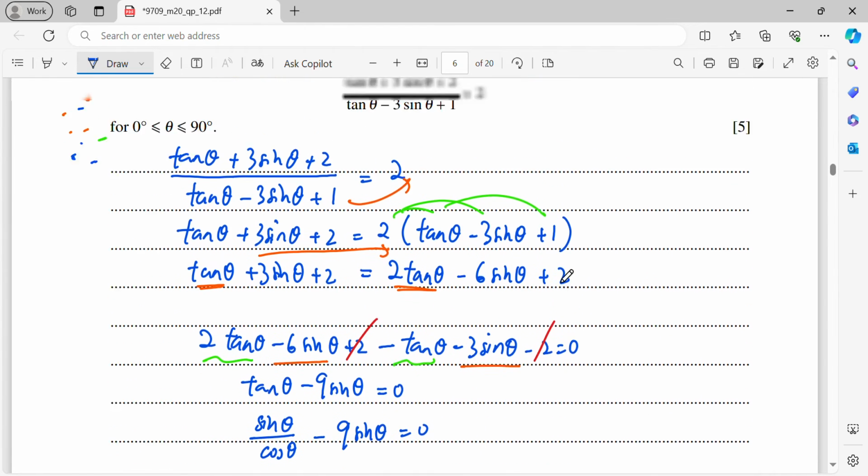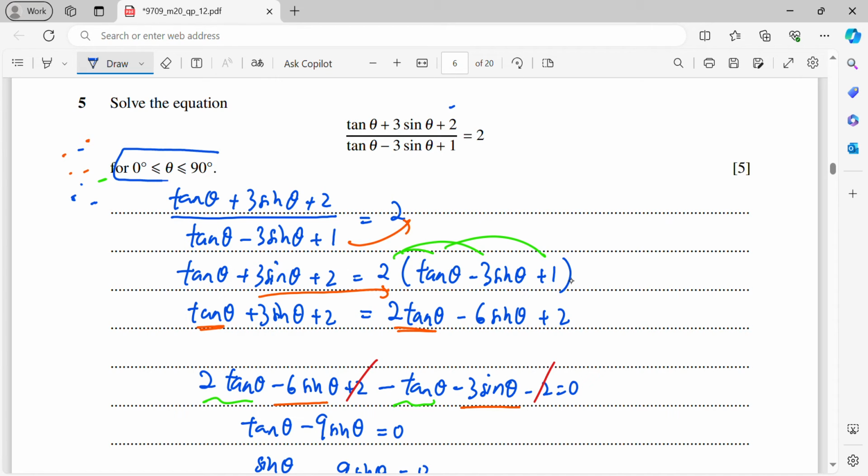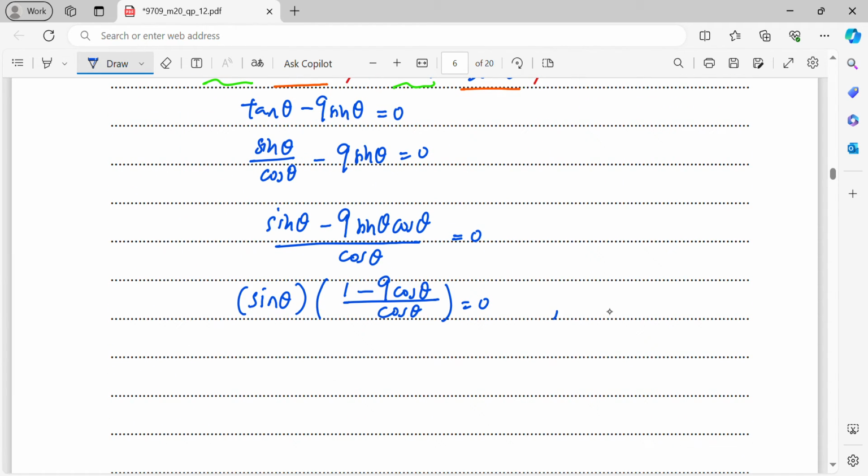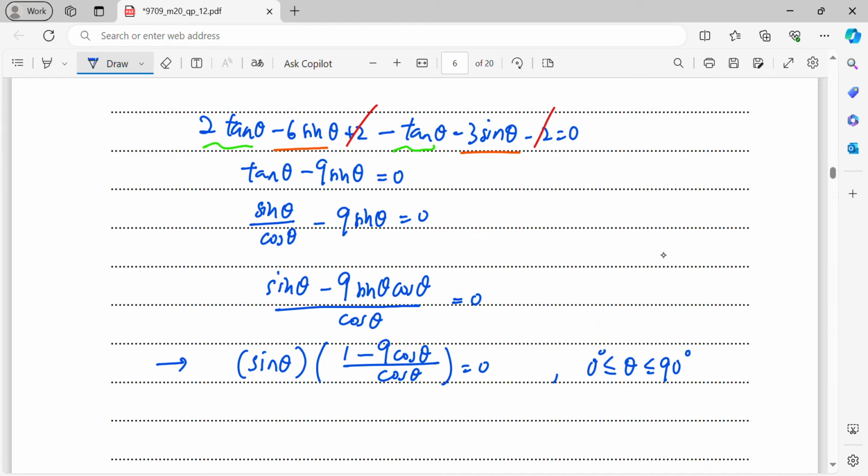And now remember, we need to solve theta from 0 to 90 degrees, right? Inclusive both. Therefore, now, I will just write here 0 to 90 degrees. Now, when you look at this step, the multiplication of two terms equals to 0 means one of them must be 0. So then, either sine theta equals to 0 or (1 minus 9 cos theta) over cos theta equals to 0.